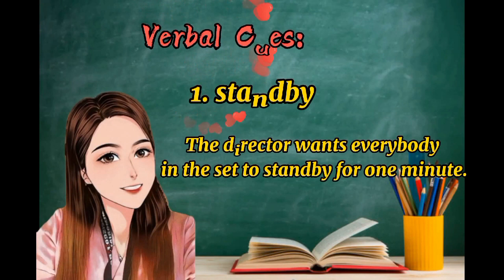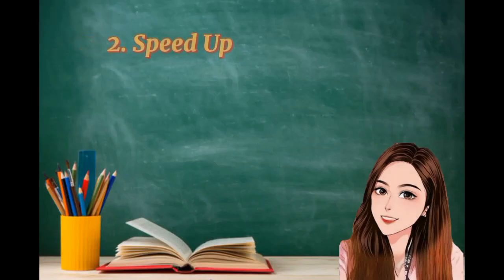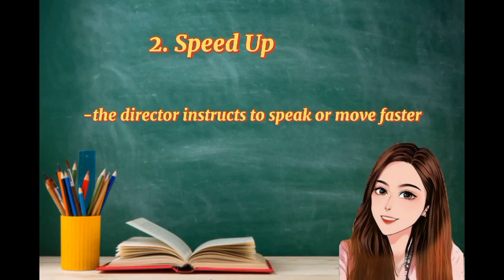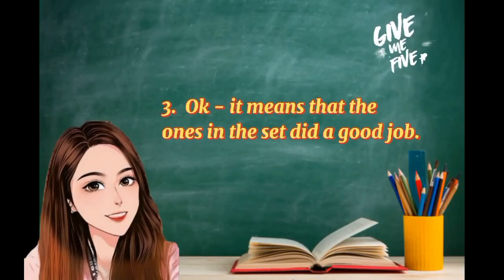Number 1. Stand by. It means that the director wants everybody in the set to stand by for 1 minute. Number 2. Speed up. Here, the director instructs a particular person in the set to speak or move faster. Number 3. Okay. It means that the ones in the set did a good job.